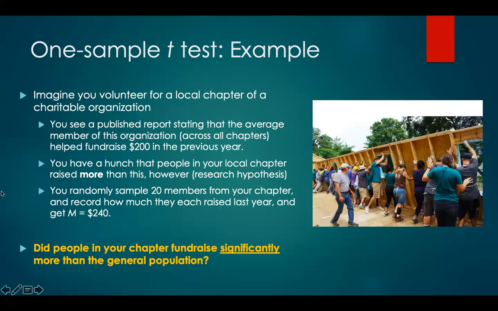So imagine you volunteer for a local chapter of a charitable organization, and you see a published report stating that the average member in this organization, across all of the chapters, helped fundraise $200 in the previous year. Now you have a hunch that people in your local chapter raised more than this, and that's your research hypothesis. So you randomly sample 20 members from your local chapter and record how much they've raised in the last year, and you get a mean of $240. And the question you're asking here is, did people in your chapter fundraise significantly more than the general population?